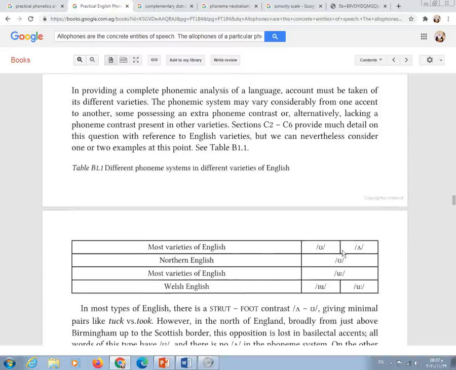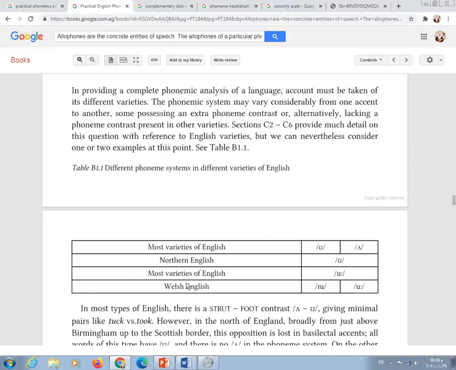So a process of neutralization happened. The contrast that was between them disappears. So it becomes one sound. We understand. So instead of saying cup and cap, they say cup. Instead of saying sun and son, they say son. Okay, they don't have this sound.